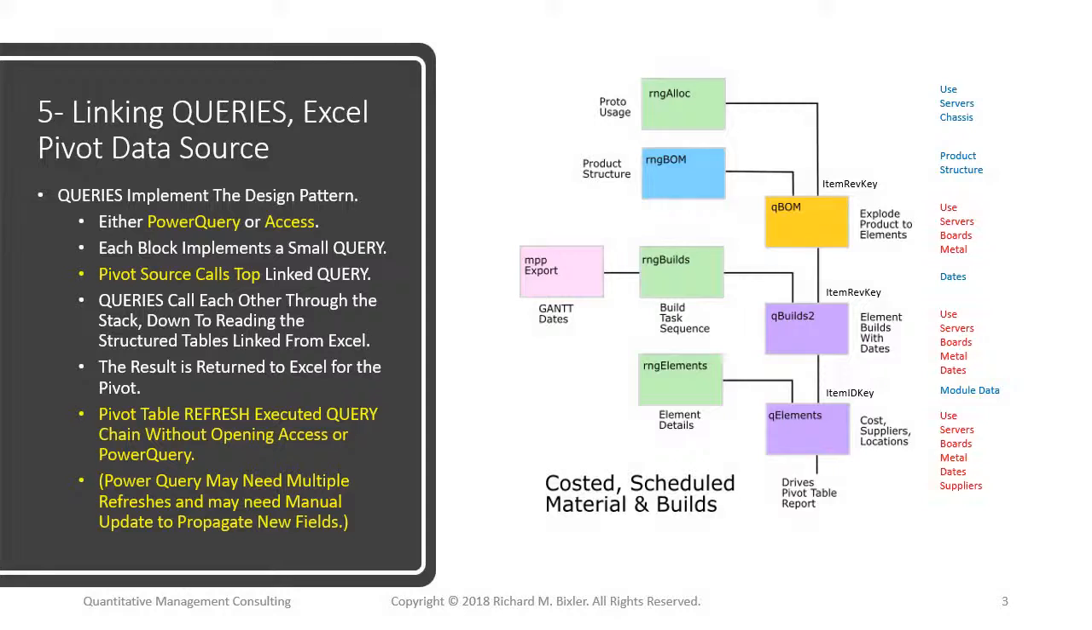Using Access, you refresh the Excel pivot using the final query result, and that causes the stack of queries to execute, including reading tables linked in from Excel. We'll review some refresh behavior differences between Access and Power Query that are important when using the tools created.